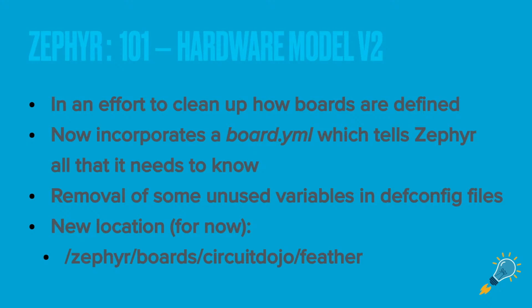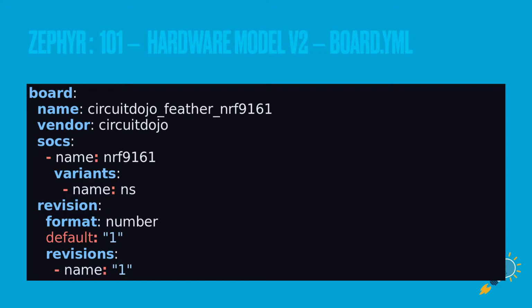This is that board.yml that I was referring to. You can see the name of the board, which hasn't really changed. That's actually consistent with the previous one. And the vendor, that's something kind of new. That's the folder name. And then you can see the SoCs area. This is where I was talking about how you can have multiple different processors in one chip and one board.